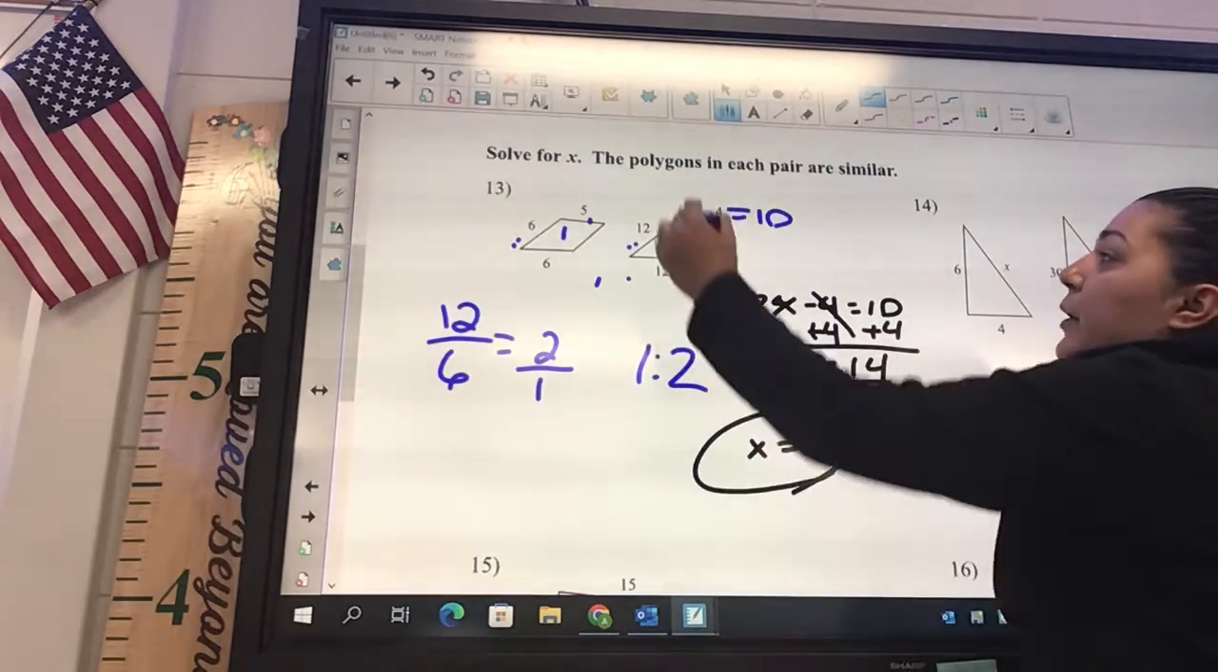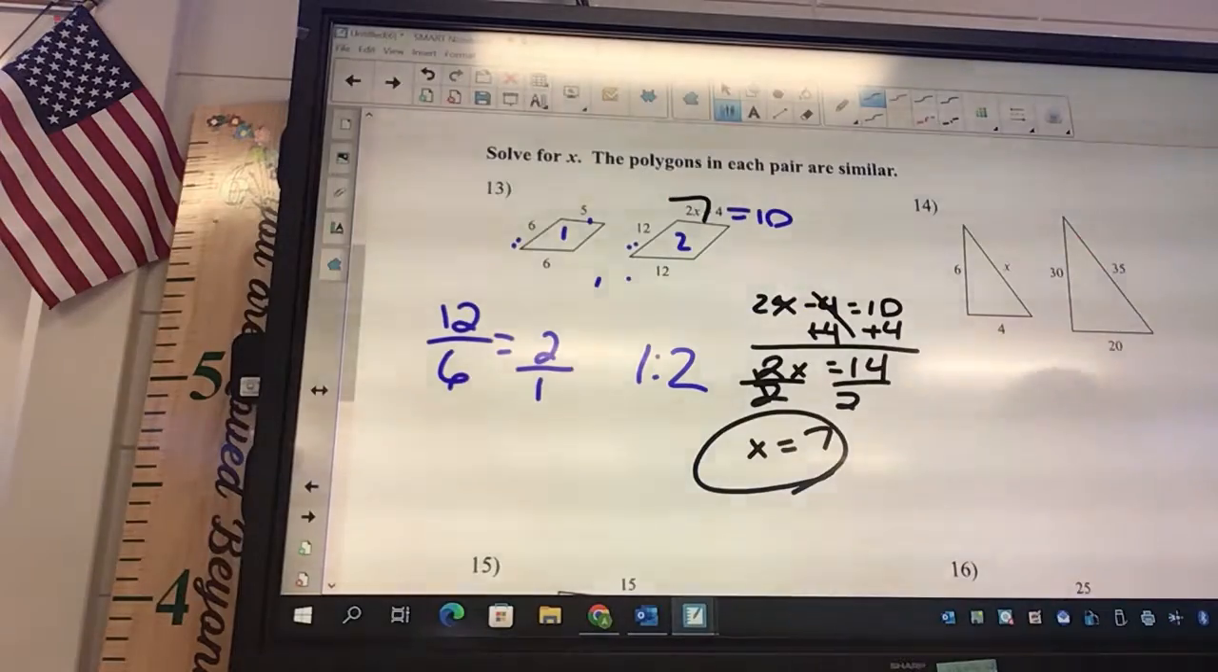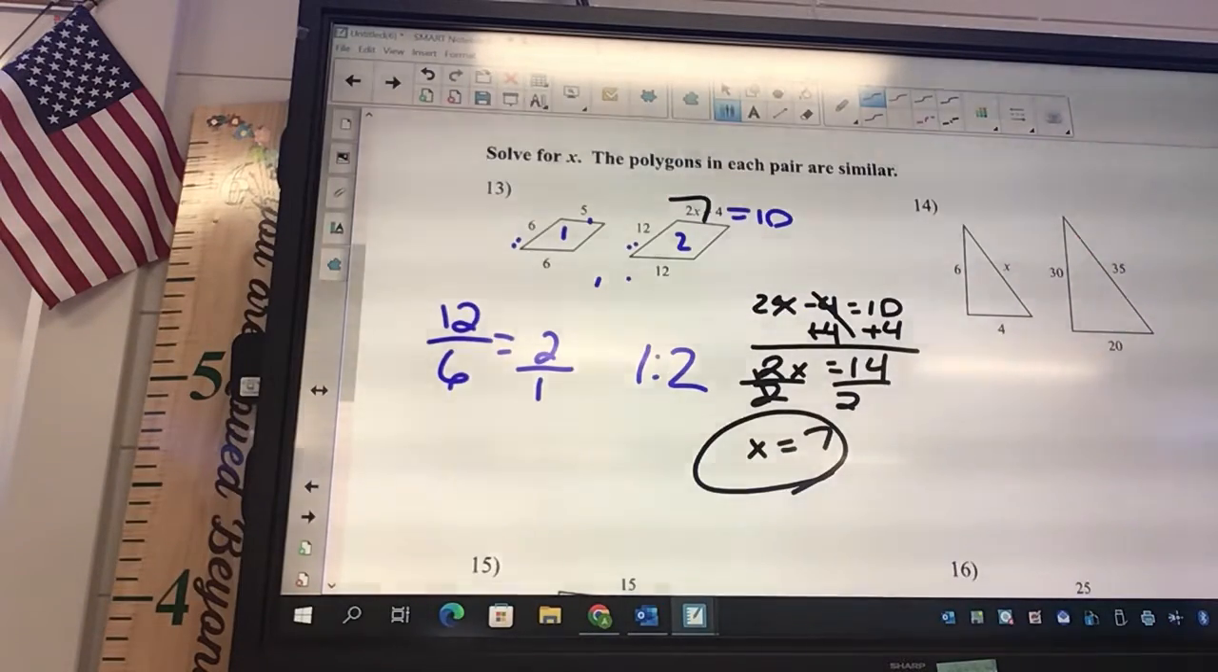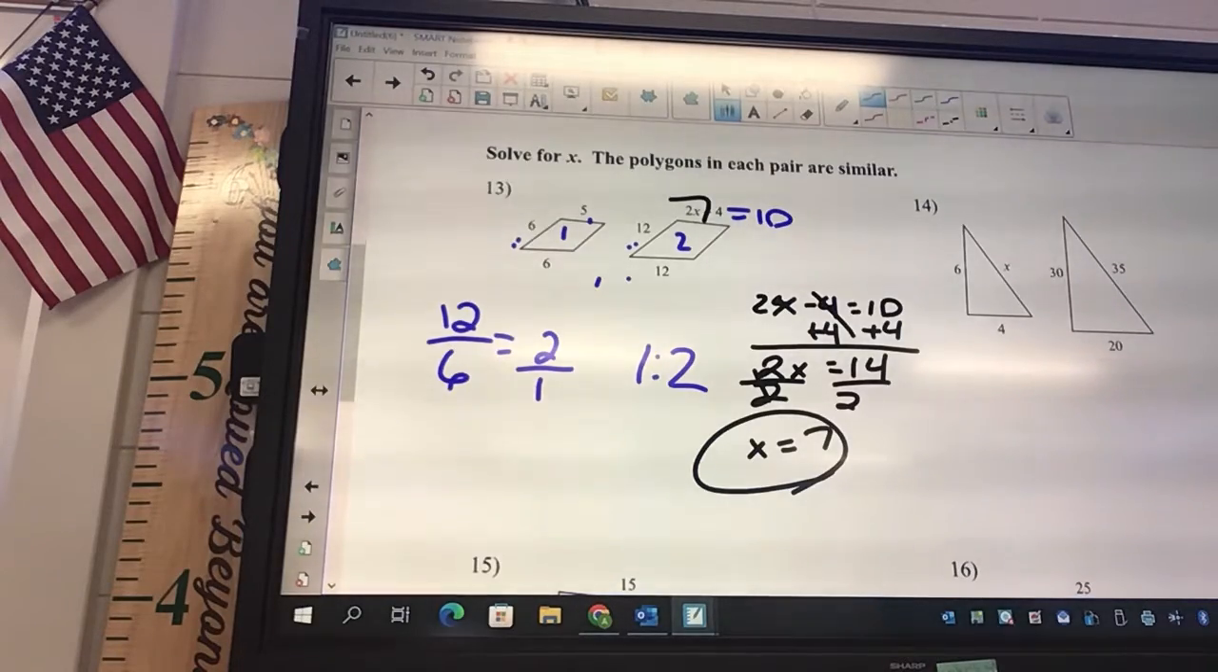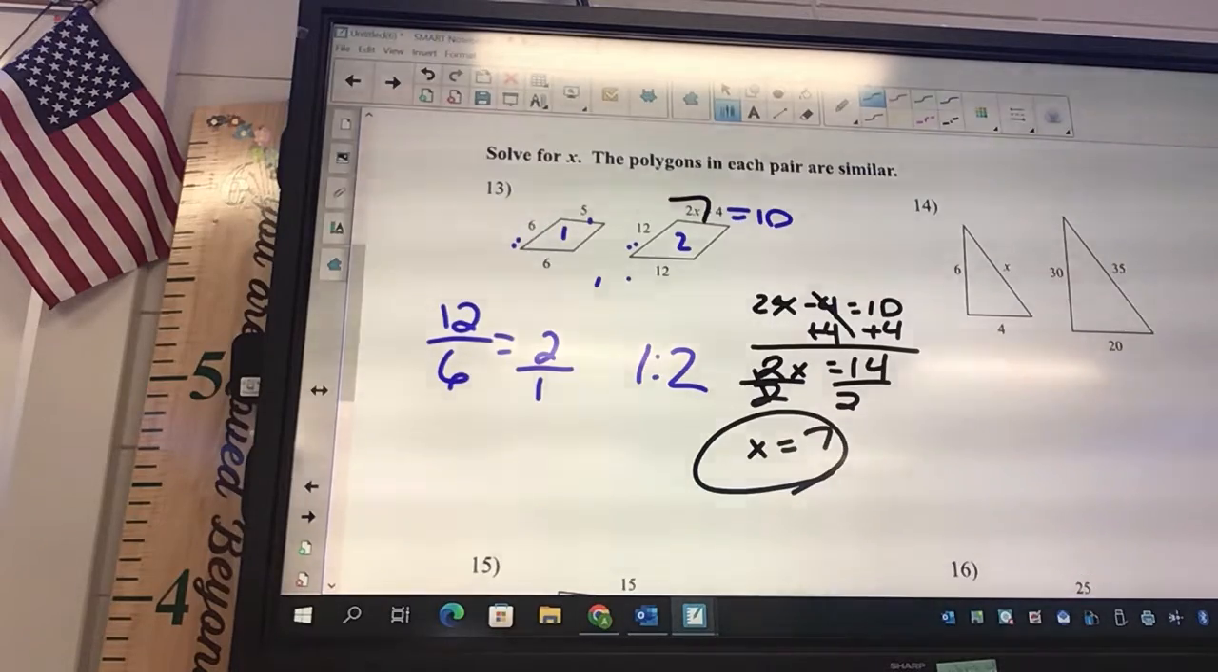Okay, so if we put 7 here, does that make sense? Okay, well, it's smaller than 12. It looks about right, okay? If it was like 100, would that make sense? No, definitely not. Okay, so make sure that your number at least makes some sense.